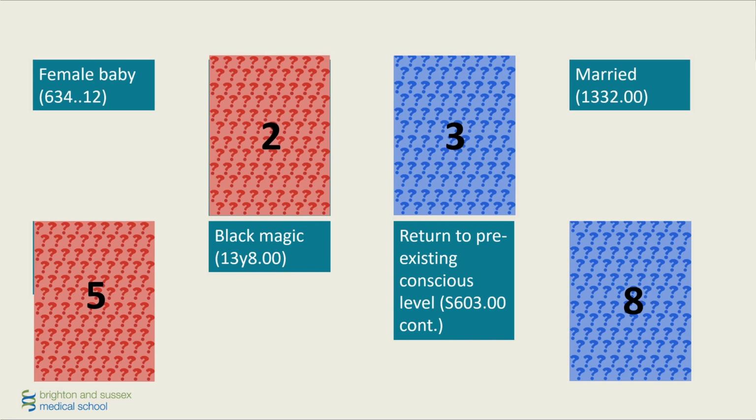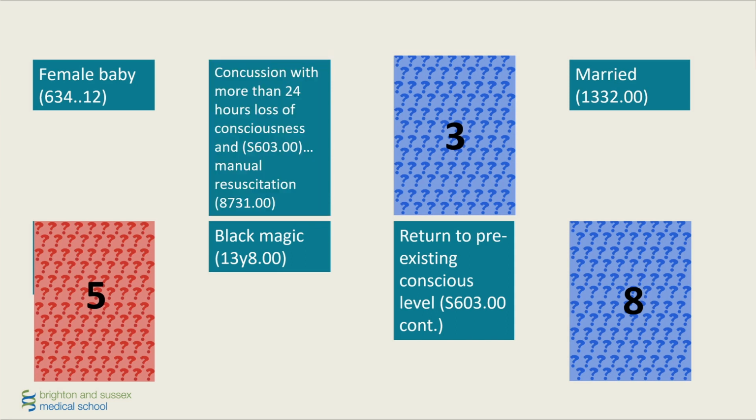Okay. Imogen, another number? 2. Concussion with more than 24 hours loss of consciousness. Can anybody guess the fairy tale yet? Is it Sleeping Beauty? Yeah, very good. A spinning machine, I think, would have given it away straight away.